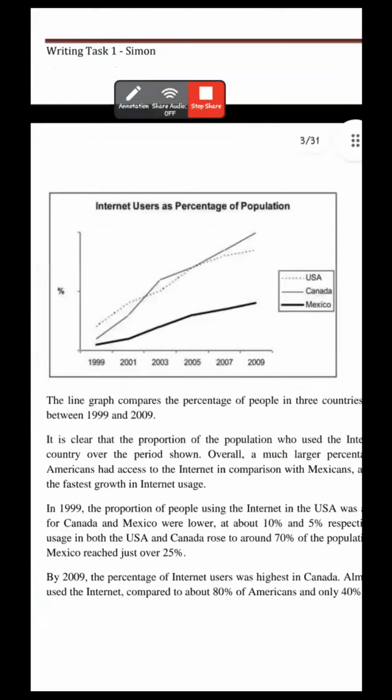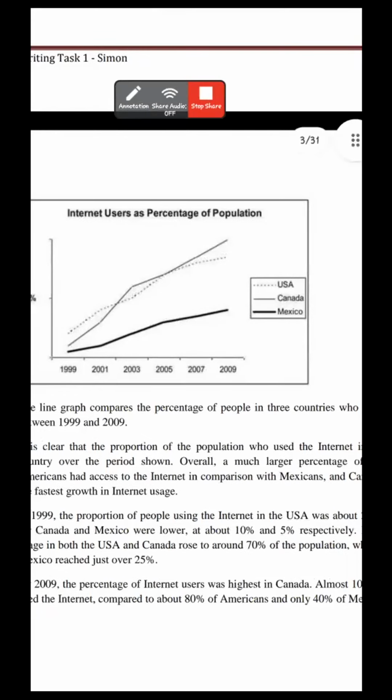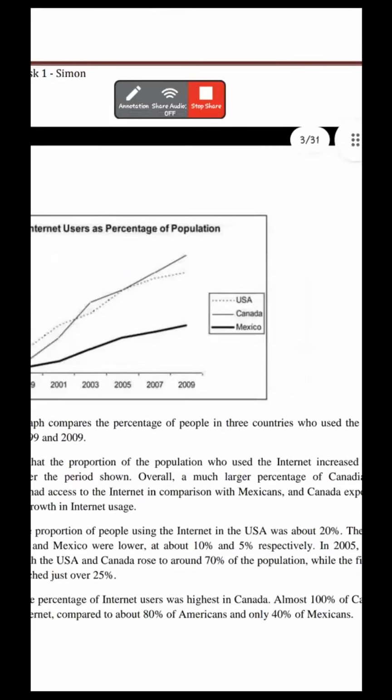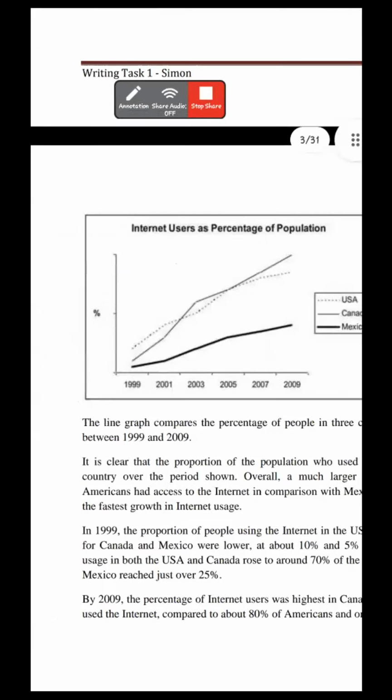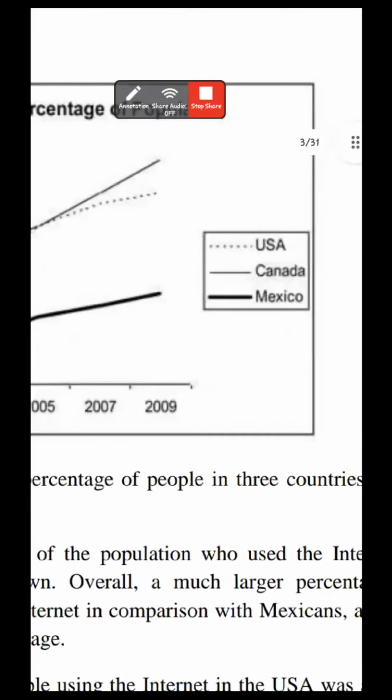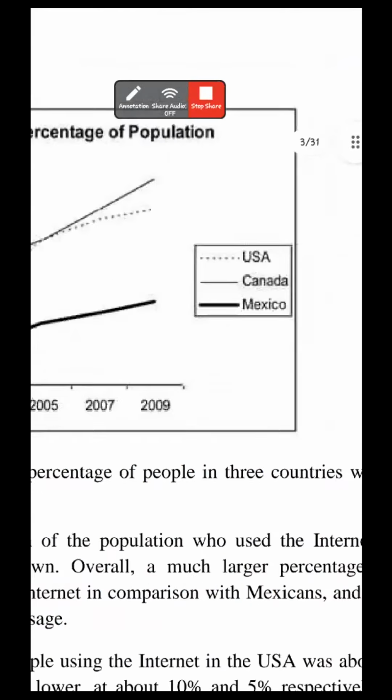Here, in this instance, it says the line graph compares the percentage of people in 3 countries who used the internet between 1999 and 2009. What are the 3 countries that we know of? USA, Canada, and Mexico. So you're going to write down the intro in this manner.